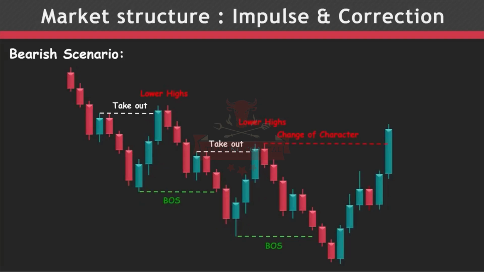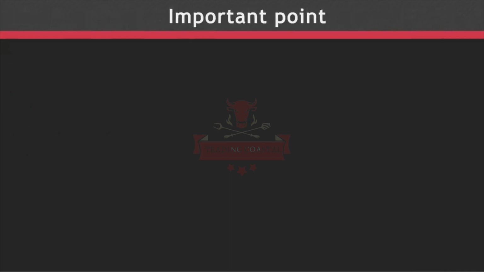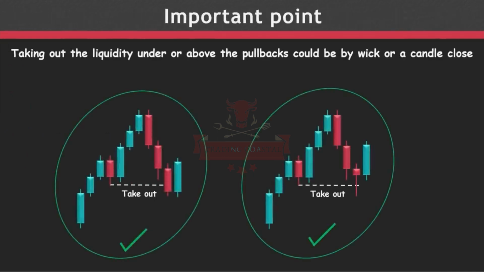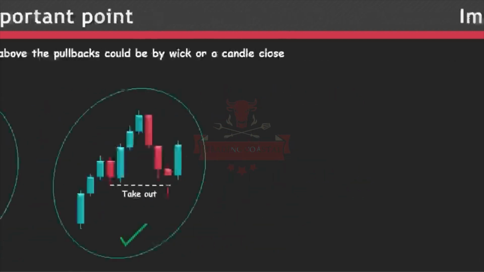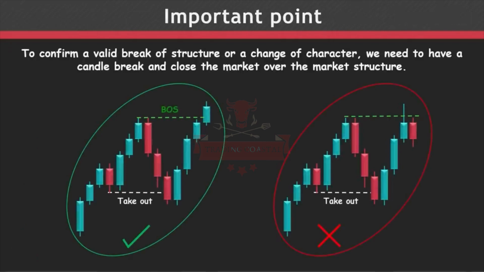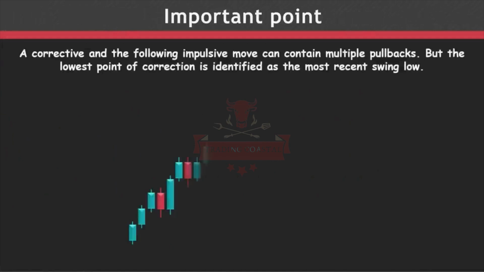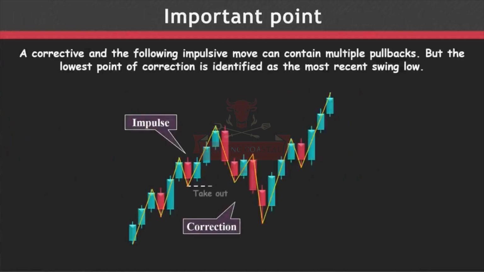Here comes a couple of important points. Taking out the liquidity under or above the pullbacks could be by wick or a candle close. Both of them are valid. To confirm a valid break of structure or a change of character, we need to have a candle break and close over the market structure. Wicking below or above the zone is not valid. A corrective in the following impulsive move can contain multiple pullbacks, but the lowest point of correction is identified as the most recent swing low.